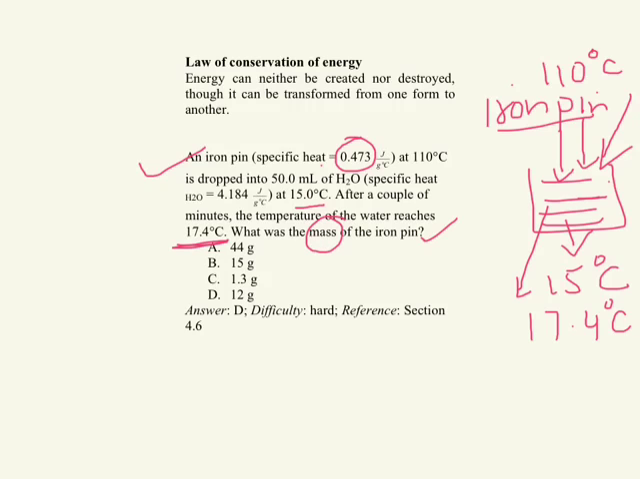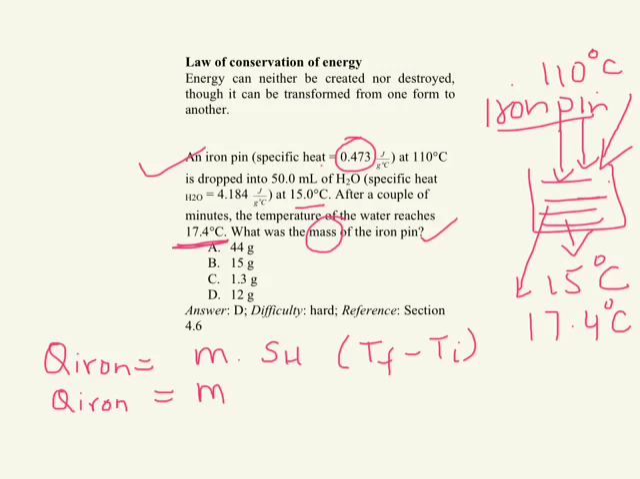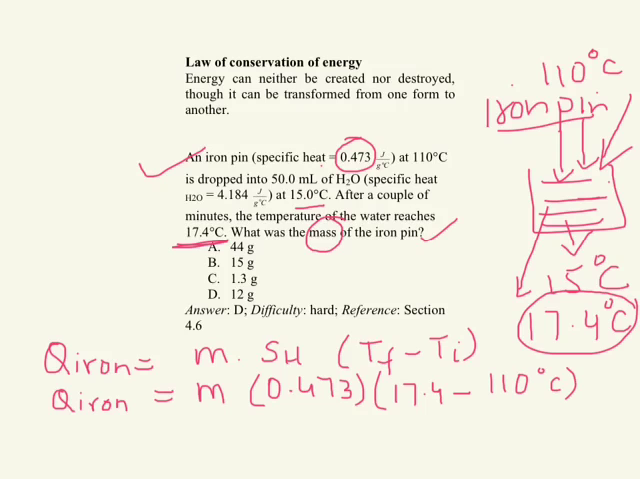So the first thing you're going to do is calculate Q of iron, which is mass times specific heat times change in temperature, which is final minus initial. What is the mass of the iron pin? We don't know. We don't know the heat, but we know the specific heat of iron, which is 0.473. The final temperature, when you put the iron pin into the water and the water is showing 17.4 degrees, that's the final temperature. And the initial temperature of the iron pin was 110 degrees Celsius.